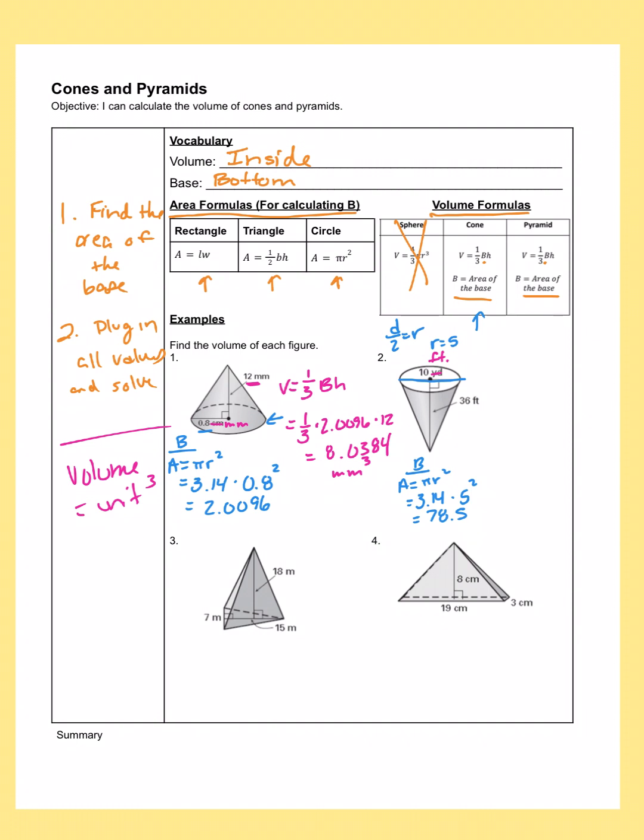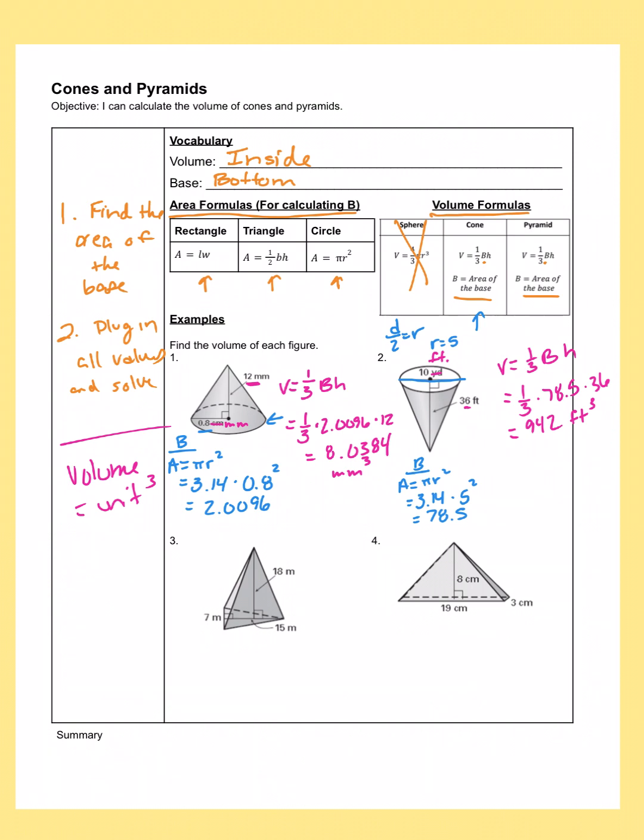And then once we have our capital B, then we can go plug it into our volume formula. So the volume is 1/3 times capital B times the height. So the 1/3 is going to stay 1/3. We already found capital B. The area of the base was 78.5. Now the height is 36. And then once we've got that all plugged in, it's just plugging it into the calculator. And we get 942. And we said this was going to be in feet, so it'd be feet to the third.